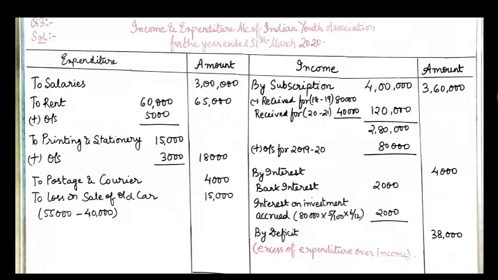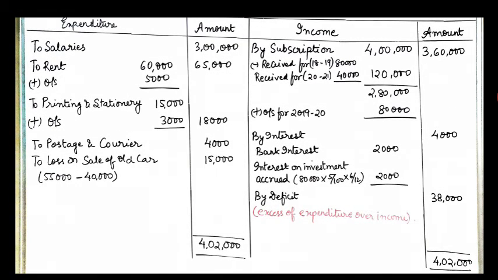By subscription 4 lakh minus received for 2018-19 and received for 2020-21, that is 1,20,000, it comes down to 2,80,000. Add outstanding for 2019-20, 80,000, so it moves on to 3,60,000. Interest 4,000: bank interest 2,000 plus interest on investment 2,000 accrued, 80,000 into 5% into 6 by 12 is 2,000. And we get here a deficit of 38,000 because the expenditure side is more. The total is 4,02,000 and the income side is less, so we get a deficit.